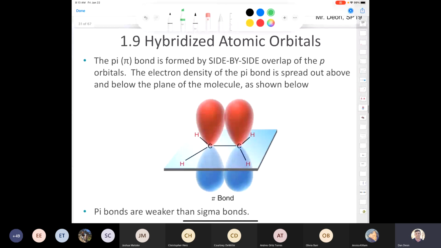The pi bond, again, this is coming straight from our textbook, showing you what a pi bond is. It's the side-to-side overlap of p orbitals, and the electron density in the pi bond is spread out above and below the plane of the molecule like this. What's important is that you understand that pi bonds are actually weaker than sigma bonds. It might be a knee-jerk reaction to think, well, come on, Mr. Dion, there's more overlap. You got 2 spots where it's overlapping. Yes, but the overlap is still weaker, or it's a weaker interaction. And so a pi bond is weaker than a sigma bond.